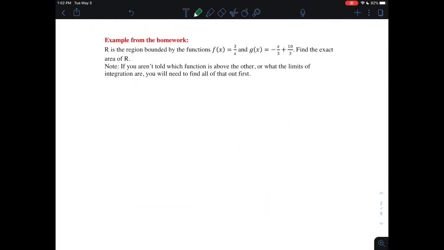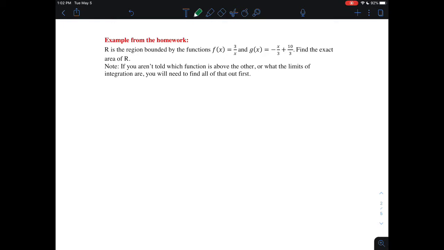Here's another example that I've taken from the homework. Capital R is the region bounded by the functions f of x equal 3 over x and g of x equal to negative x over 3 plus 10 over 3. Find the exact area of R.